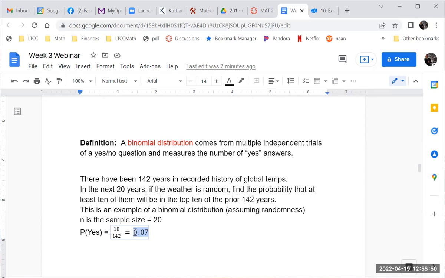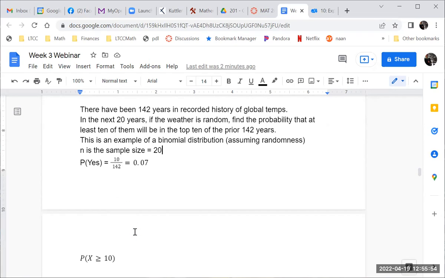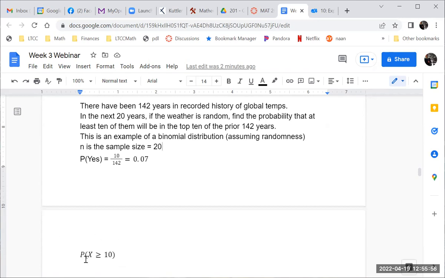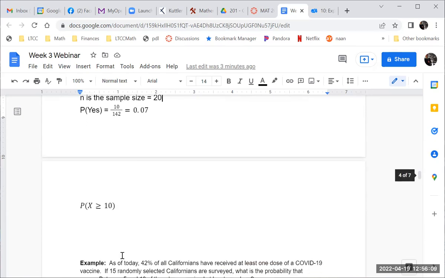Okay, so that's the probability of a yes. N is 20. And we want, what is the probability that X is at least 10? So X is greater than or equal to 10. Now, another way of writing that is that the low is equal to 10. That's the lowest number of yeses you can get and still be greater than or equal to 10.